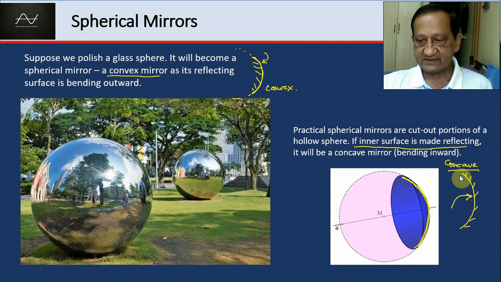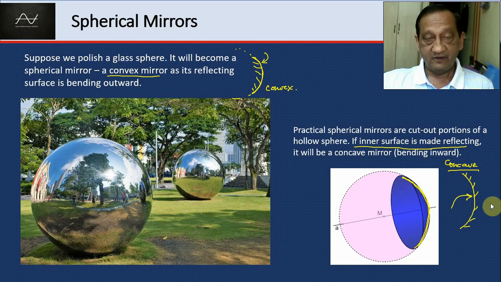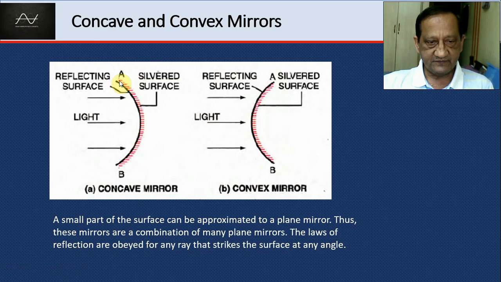So let's start discussing the concave mirror. But before that, we need to know some terms involved with spherical mirrors. First of all, there's a picture to depict the concave and the convex. This one is reflecting in the case of concave, and in the case of convex, the outer one is reflecting.